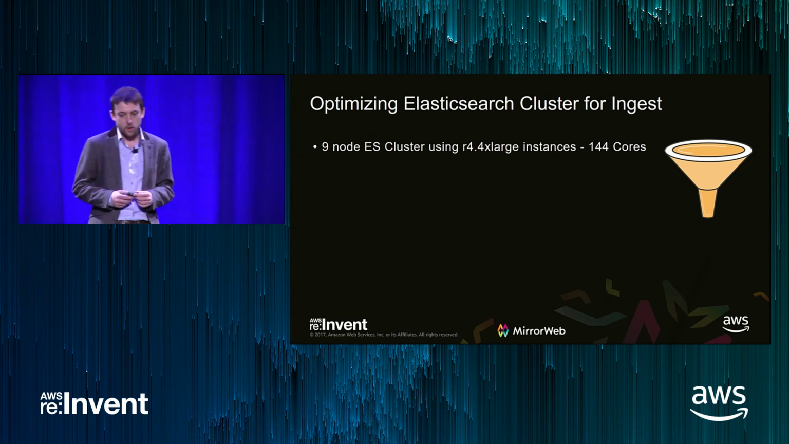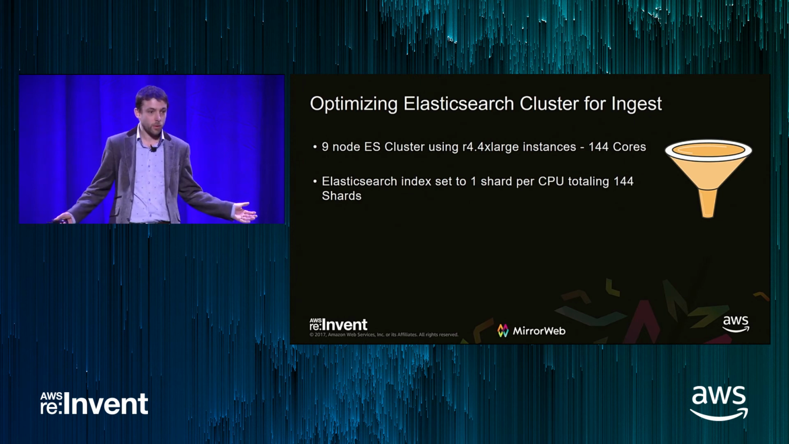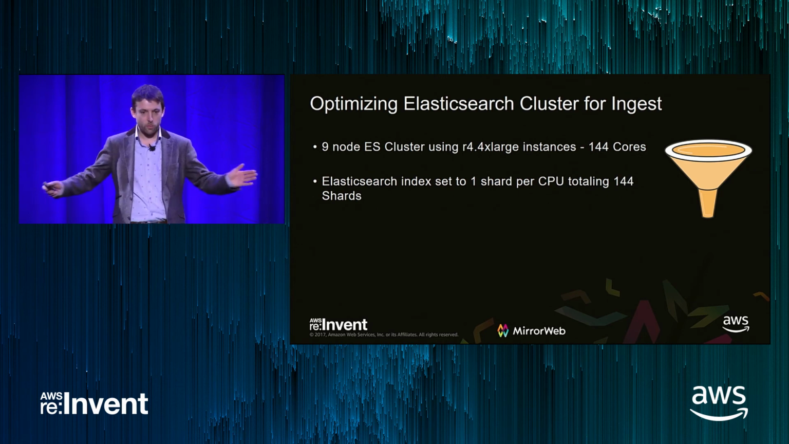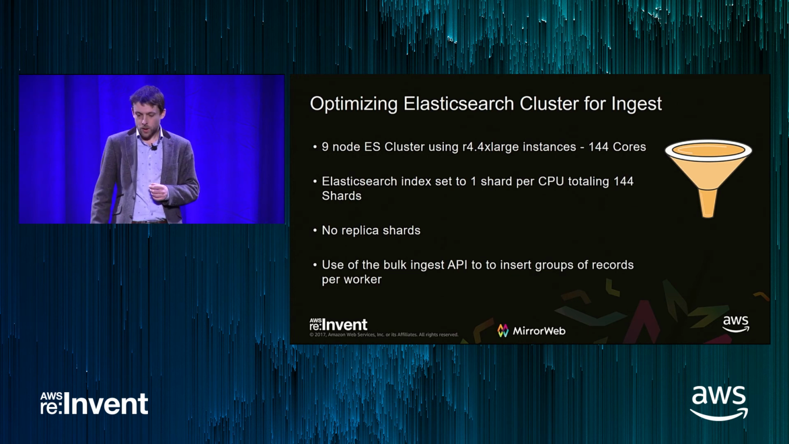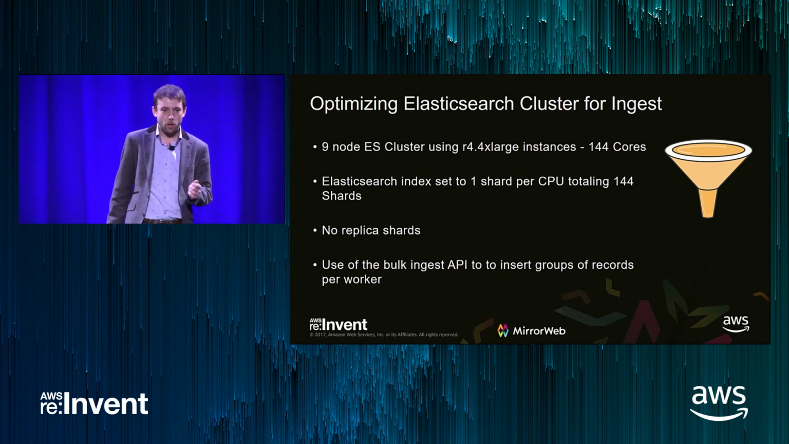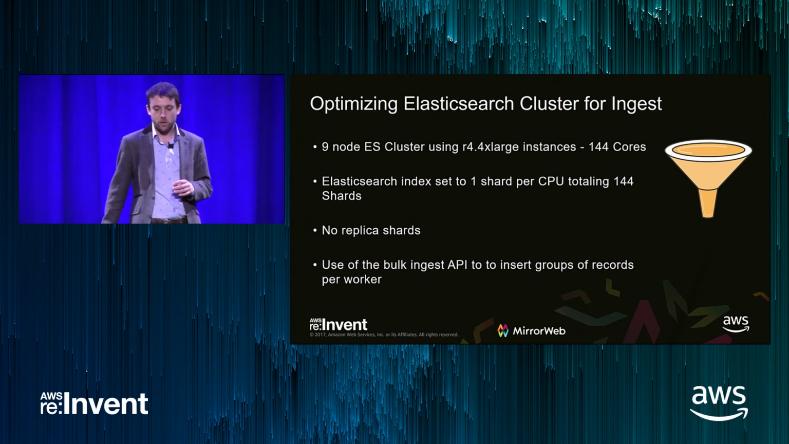I ran a 9-node ES cluster with R4 4x large instances, giving us 144 cores across the cluster. I set the sharding to be 1 shard per CPU. To be honest, it was a bit of a guess, and it worked. But the first few times, we took it out when we had fewer shards. I had no replica shards for the ingest, because that slows things down. And then we used the bulk ingest API of Elasticsearch to chunk the data in. I think we chunked it in at 2 meg chunks. So once the extract workers got up to 2 megs, we pushed that into Elasticsearch.